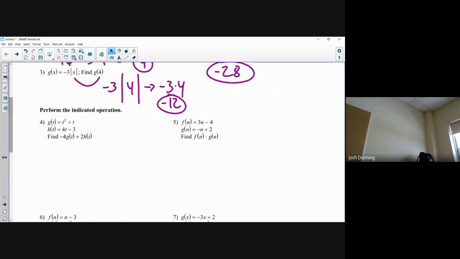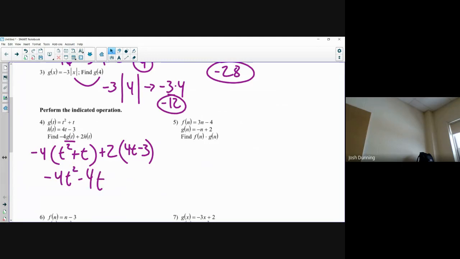Now 4, we have negative 4 times g. So negative 4 parentheses t squared plus t plus 2h. So plus 2, slap parentheses around that 4t minus 3. Distribute the negative 4, negative 4t squared minus 4t. Distribute the 2, plus 8t minus 6.